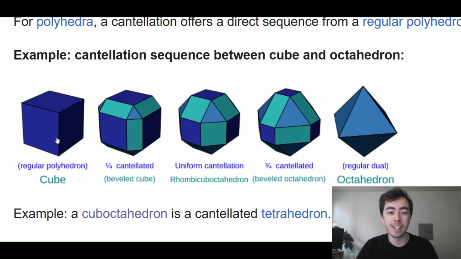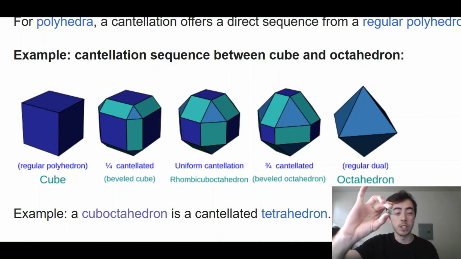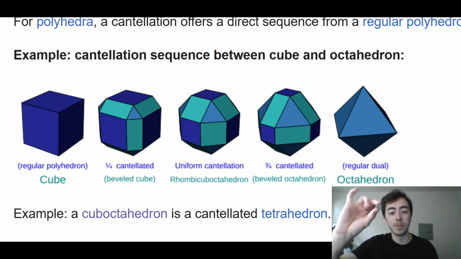So if we cantellate a cube and we change all of the edges into squares, and we also change all of the vertices into equilateral triangles, we're going to get something called a rhombicuboctahedron. I've never said that out loud. So cantellating a cube gives us yet another Archimedean solid. Cantellating a tetrahedron also gives us another Archimedean solid.